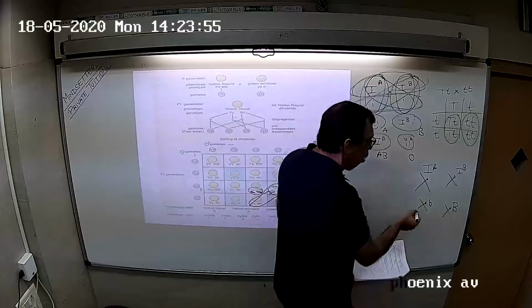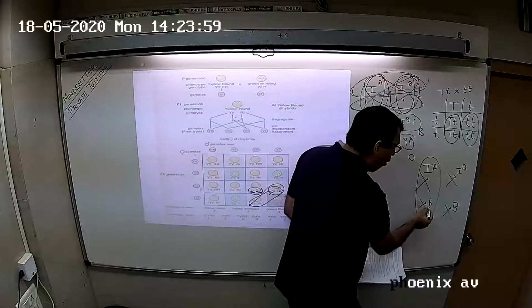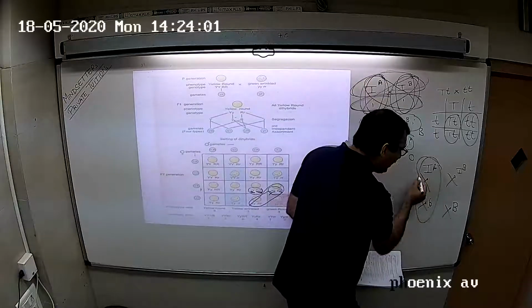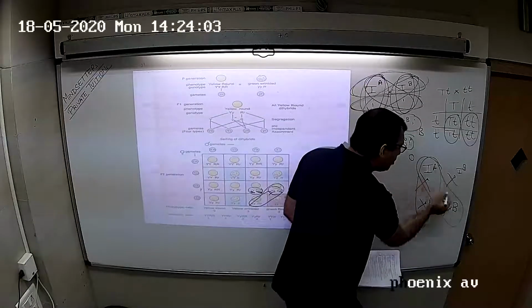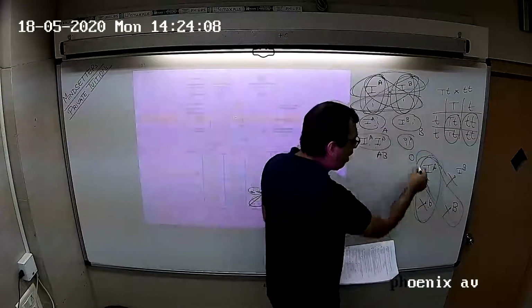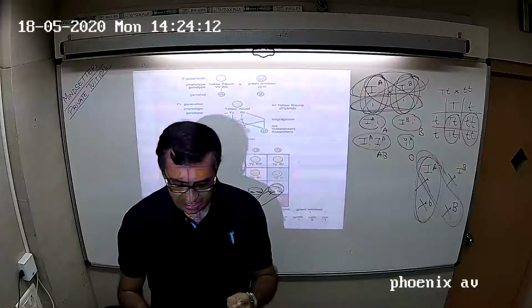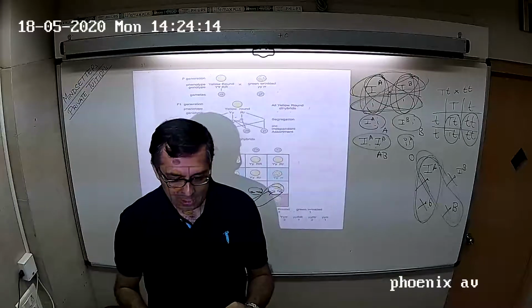So, sir, what can it lead to? It can lead to A group with blonde hair, or it can lead to A group with brown hair. So, this can happen, that can happen. So, what is this phenomenon called? Independent assortment. So, this is independent assortment taking place.